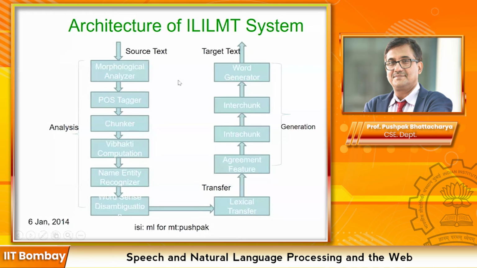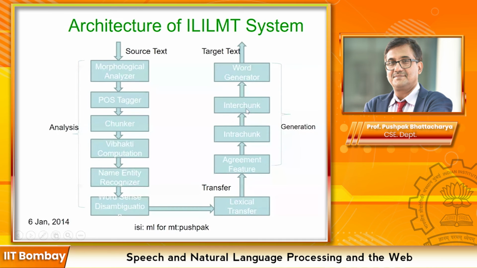So the architecture is again very simple. You take the source sentence and go through morphology analysis and part of speech tagging. In morphology analysis, jaunga is broken into jana and unga. Then part of speech tagging, chunking, vibhakti computation, named entity recognition, word sense disambiguation. After that, you transfer to the other side, Marathi. Lexical transfer: larka becomes mulga. Agreement features: so Ram ko becomes Rama la. Intra-chunk: group the words. If Hindi has words separated in the chunk, maybe Marathi joins them all together.